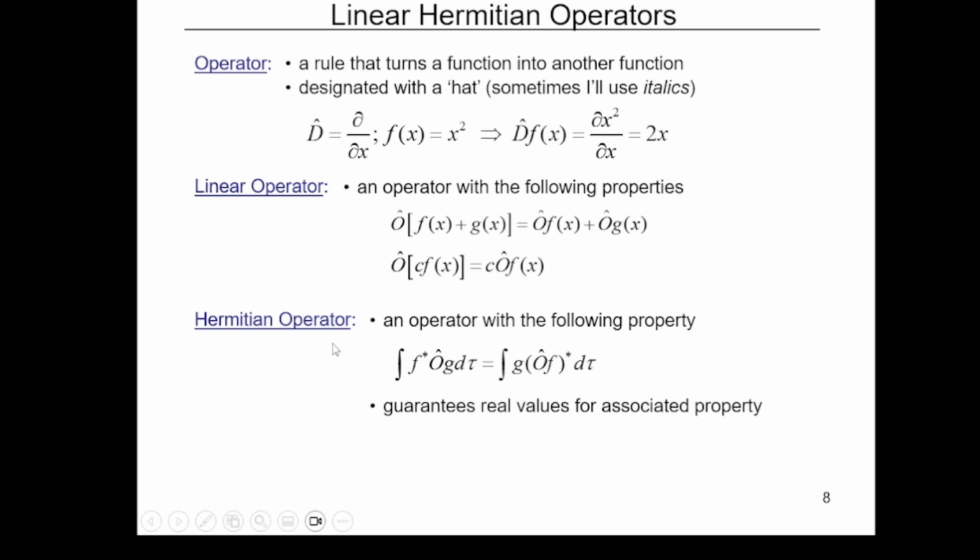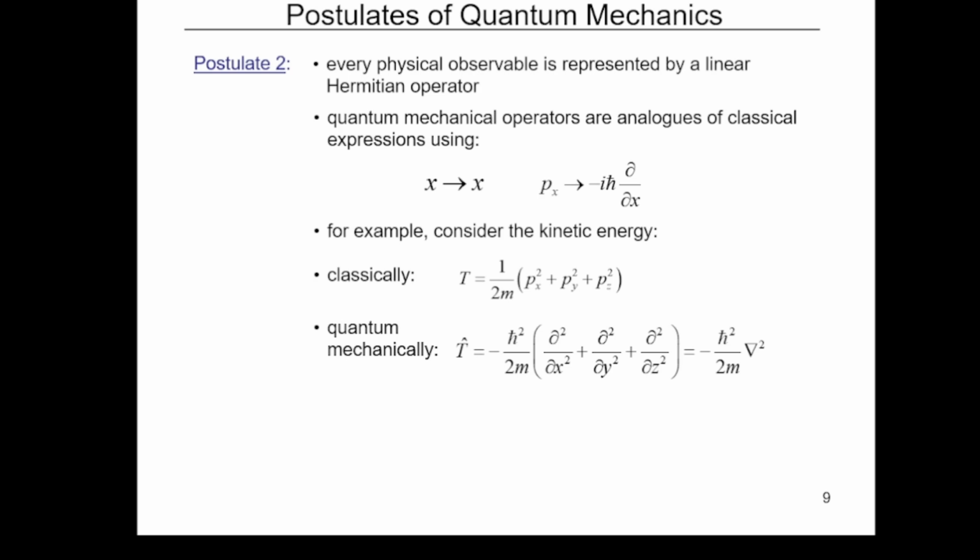Hermitian operator is something different. It has the properties shown here. Let's say we talk about the integration of f conjugate, operator g, d tau, that is equal to the integration of g, operator f conjugate, d tau. So the benefit of this Hermitian operator is that it guarantees real values for associated properties. And this is what is required in quantum mechanics, that we can get real values for associated properties when we solve the equation quantum mechanically.